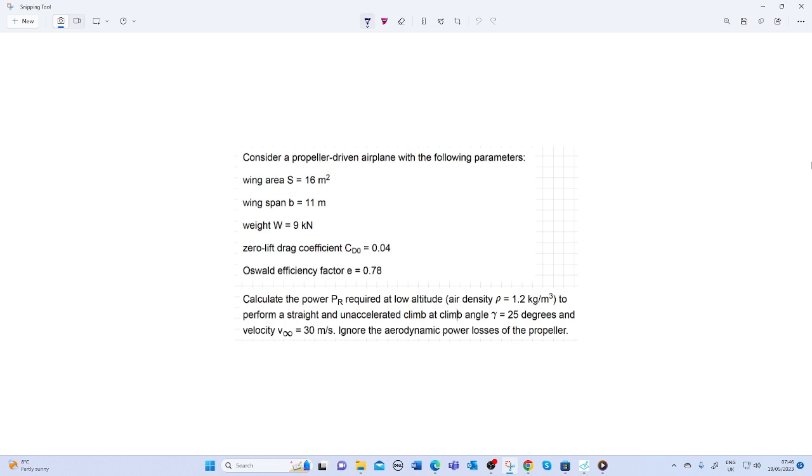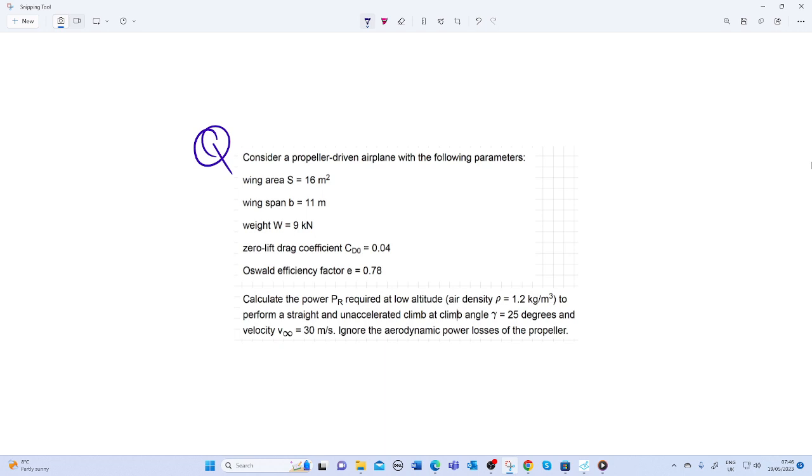Today we have a question bordering a propeller driven aircraft and how to calculate the power required. Now let's read the question we have today.